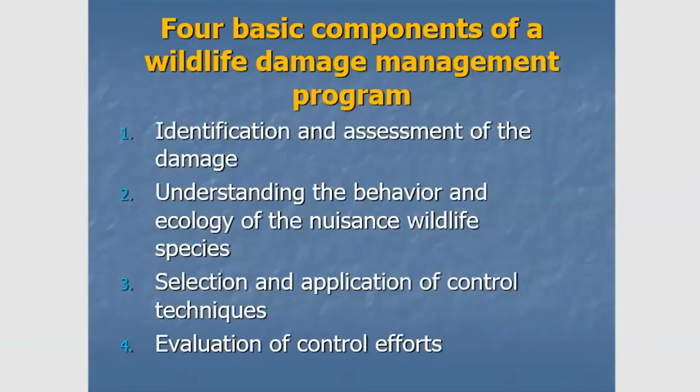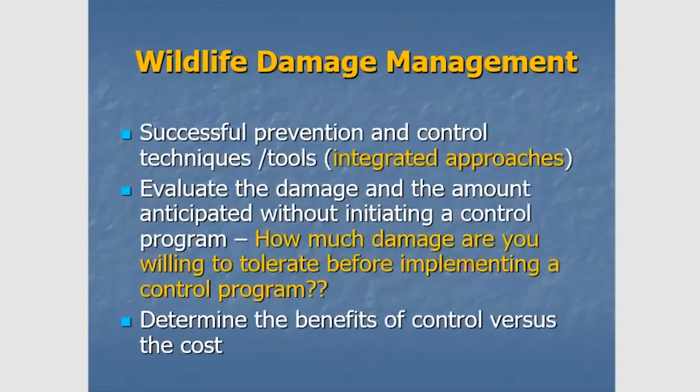Basically, there's 4 components for any type of wildlife damage program, whether it be squirrels or raccoons or what have you. Number 1, take time to assess the damage and correctly identify the critter that's causing the problem. You certainly don't want to spend a lot of money on controlling a particular problem and misidentify the species you're working with. Then understand their behavior and their ecology. When do they have litters of young? What time of year are they most active? Things like that. And then take time to select the appropriate control technique and always evaluate your efforts.